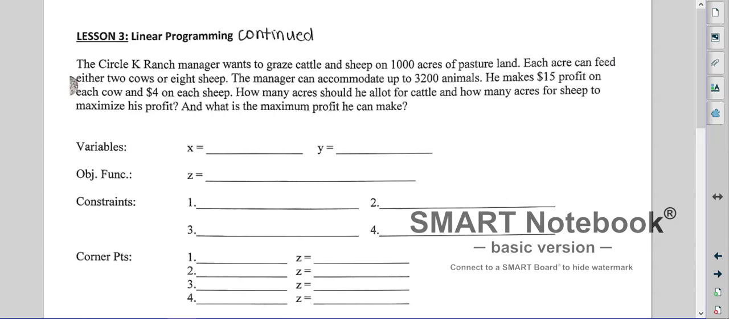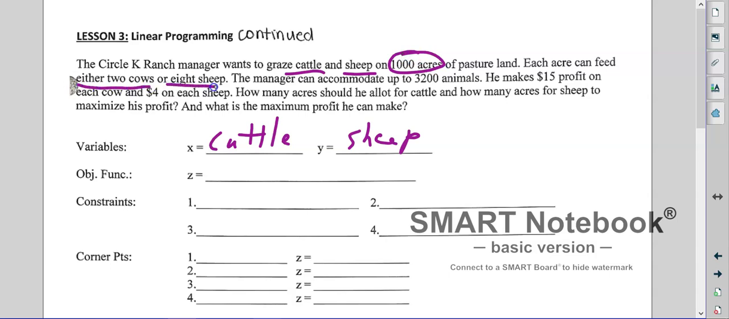All right, Circle K rancher wanted to graze cattle and sheep on 1,000 acres of land. So we have cattle and sheep. All right, on 1,000 acres of land. That's going to be important. That's the total amount of land. Each acre can feed either 2 cows or 8 sheep. The manager can accommodate up to 3,200 animals, any combination of them.